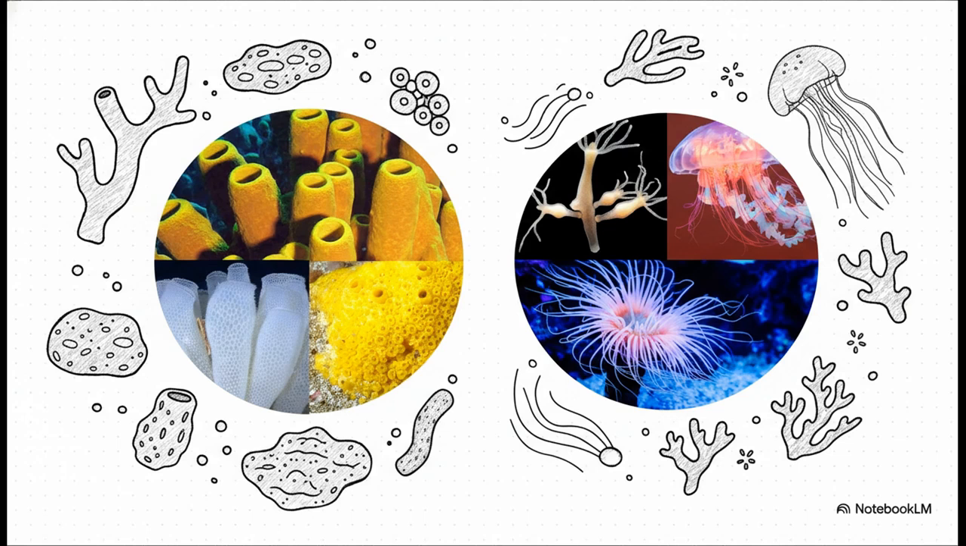First up, we're starting with some of the simplest animals out there. On one side, you have phylum Porifera. Those are the sponges. They're basically just simple colonies of cells with tons of pores all over. Then you have phylum Cnidaria. This includes things like jellyfish and corals. They're a step up in complexity, and their defining feature is those stinging tentacles.